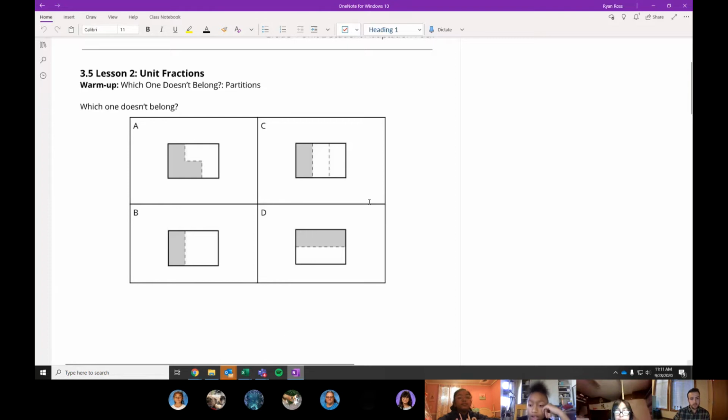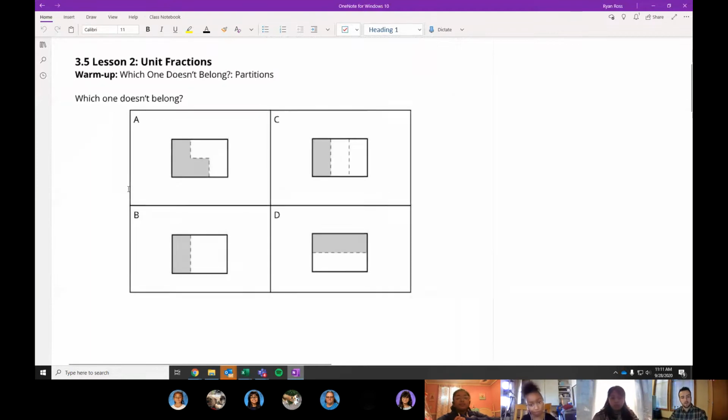I want someone to explain to me, well, I actually want 4 people to explain to me, which one doesn't belong. Okay, looking at A, B, C, and D. Which one doesn't belong? And I want to hear from multiple people on this one. I'm handing out points for those who are involved in asking questions and answering questions.